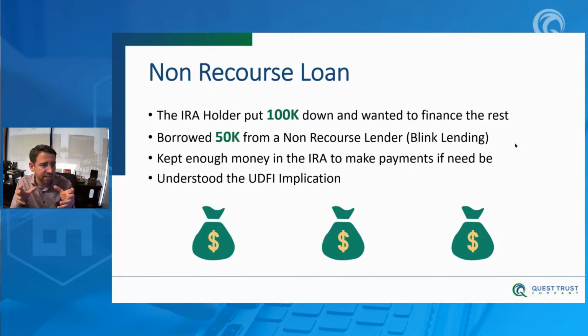Now, what's nice about this is the IRA holder already understood what is labeled as UDFI, or unrelated debt finance income tax implications. Some of you out there call this UBIT, or unrelated business income tax. It's really just a small subdivision, but we're going to walk through what that looks like. So understand the IRA put down money, and the IRA was able to borrow money from a lender. A lot of people don't realize that. So let's look at what that looks like.